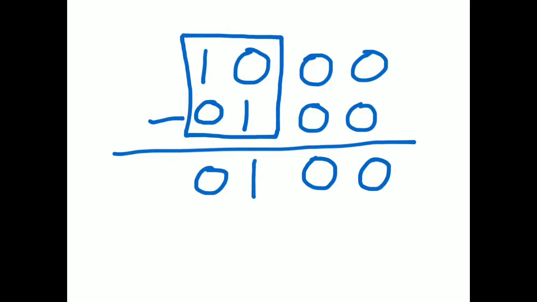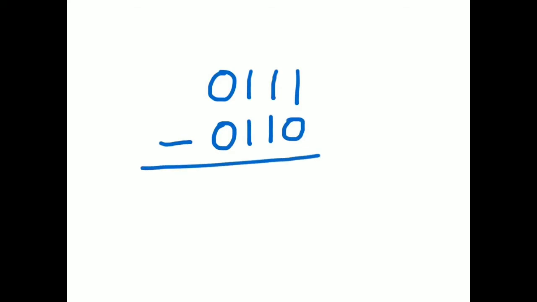Let's look at another example. So here we're going to say 7 minus 6. Alright, so what do we do? We have 1 minus 0 is 1. Then we have 1 minus 1 is 0. 1 minus 1 is 0. And 0 minus 0 is 0. And it's very simple. And of course 7 minus 6 is 1. So you see how that works.